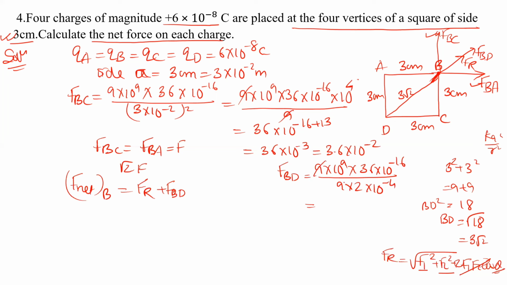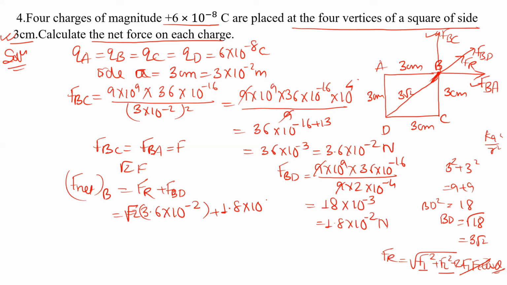So here 9 and 9 get cancelled. This is 36, so it will be 18, and again here minus 16 plus 4, it is again plus 9, so it will be 10 to the power minus 3. And it is 1.8 into 10 to the power minus 2 Newton. So this is the value, and this is also in Newton. Now just put the values here. You will have 3.6 into 10 to the power minus 2 times root 2, the resultant, in brackets, plus 1.8 into 10 to the power minus 2.